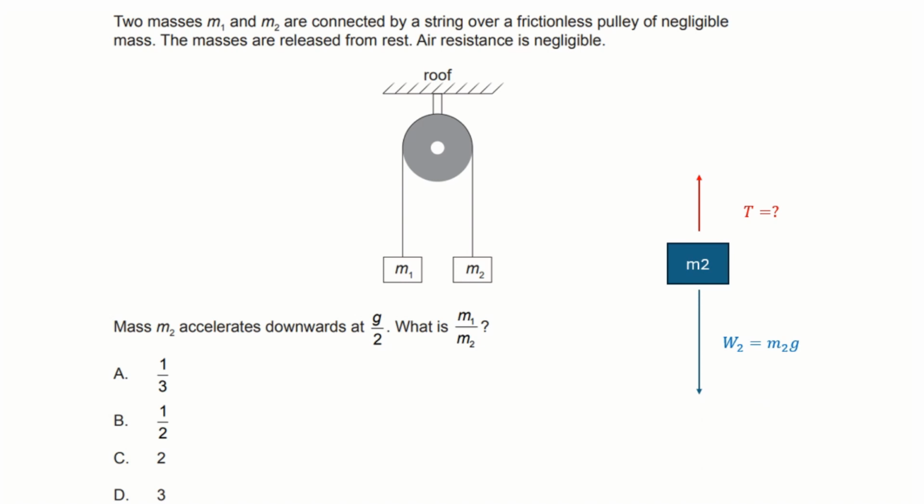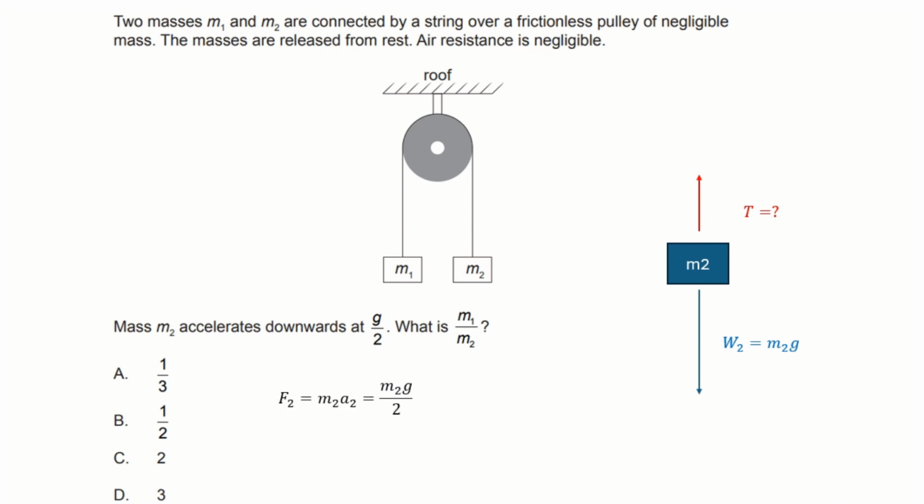Before we do so, let's just look at the size of those arrows. Why have I drawn them in this way? Well, W2 is bigger than T because this thing is accelerating downwards. Okay, this thing has got an acceleration downwards, which is g over 2. Now, for this initial part of the problem, I am going to just assume that downwards is positive. Okay, and I'm going to set up my equations.